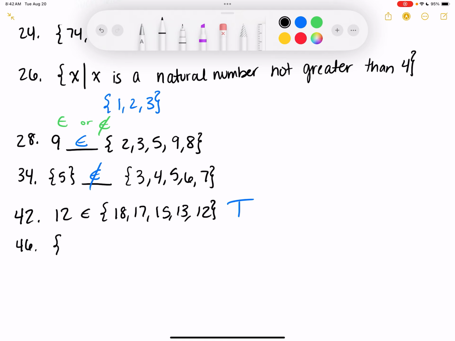46. The set of 3, 0, 9, 6, and 2 is equal to the set of 2, 9, 0, 3, and 6. Is this true?